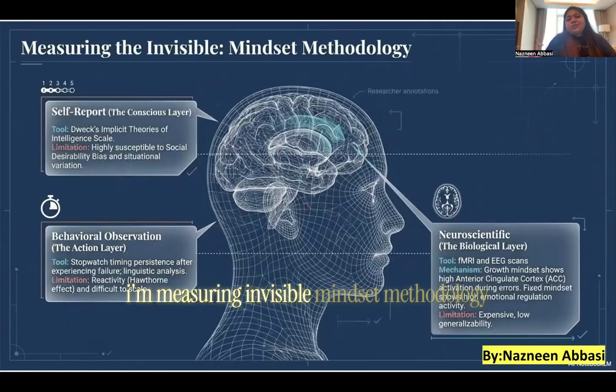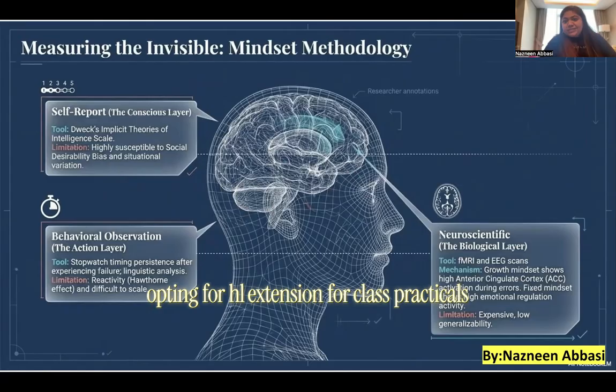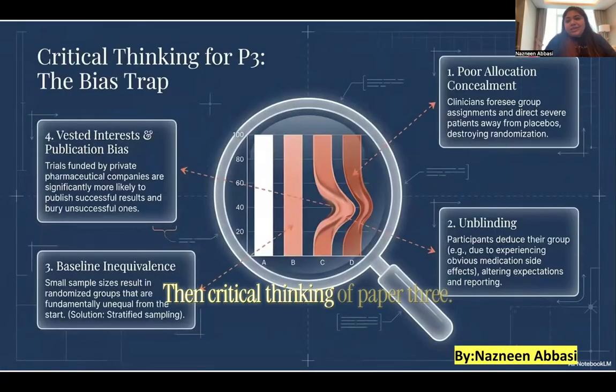I'm measuring an invisible mindset methodology. Now, if you are opting for the HL extension for class practicals, how can you measure mindset, fixed or growth? We can do self-report and behavioral analysis. If we have time, energy, and resources, we can do MRI or fMRI to figure it out. Then critical thinking of paper 3. I am missing the paper 2 connection because I think that is not important for today, but if you want, I can add that.